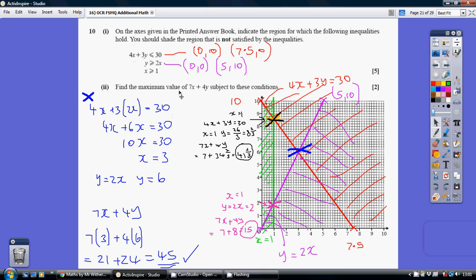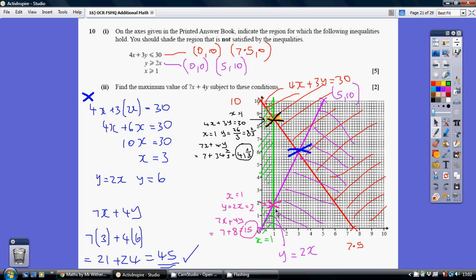Now for part 2, find the maximum value of 7x plus 4y subject to these conditions. Well, by definition that's going to be one of these corner points of the triangle. So really what you need to do is find these coordinates by solving the simultaneous equations. So this one here is where the green line equals the red line, purple equals the red line, and the green line equals the purple line.